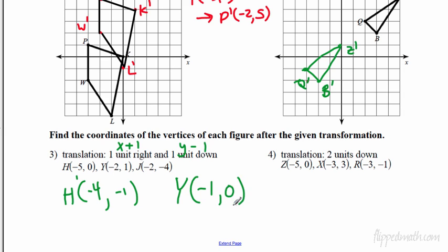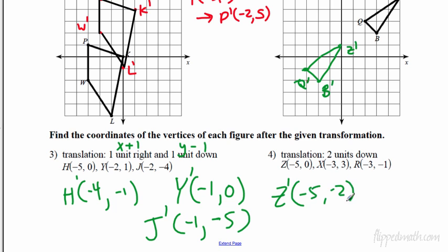So what do we get here? Negative 1, 0. That's y prime. And j prime would be negative 1, and negative 4 minus 1 is negative 5. You really got to know your integers. How about this? 2 units down. That's all it says. So the coordinates would be z prime. You're just going 2 units down, so the x doesn't change.